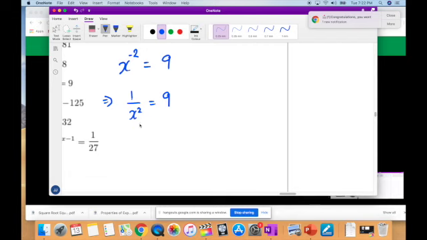Yes, sir. But you know what? I could flip both sides now, right? And tell me if you see this. If I flip over the x squared, so I flip x squared over 1, then that is equal to, guess what? I'll have to flip the 9 too. So now I'll have 1 over 9.